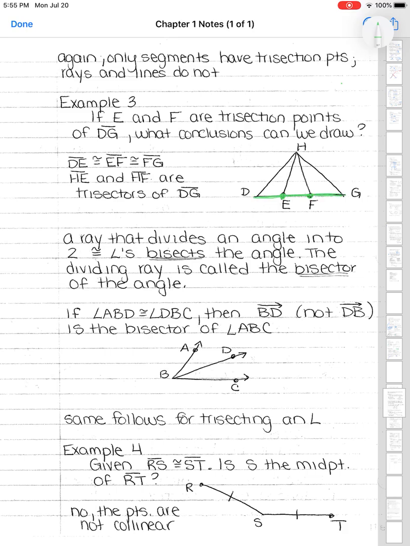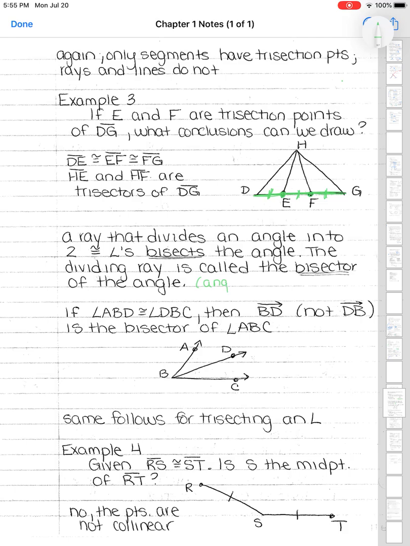Example 3 says, if E and F are trisection points, what conclusions can we draw? Well, if they're trisection points, that would have to be of DG. Then we know that DE is congruent to EF, which is congruent to FG. Those three would be congruent. And not only that, but the segment HE and the segment HF would be the trisectors. Those are the segments that are cutting that segment into three equal parts. We don't know anything about the angles. We can only say something in regards to the segments.